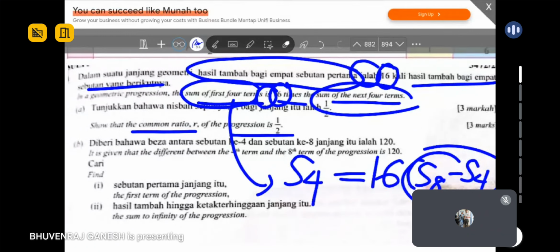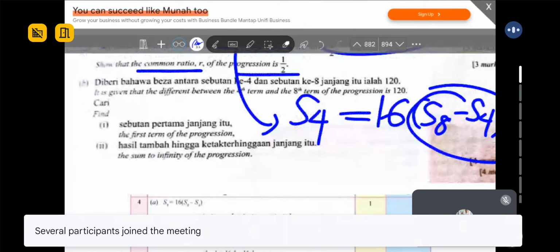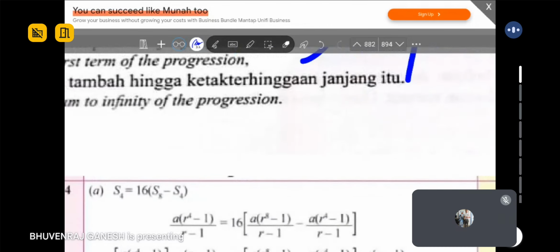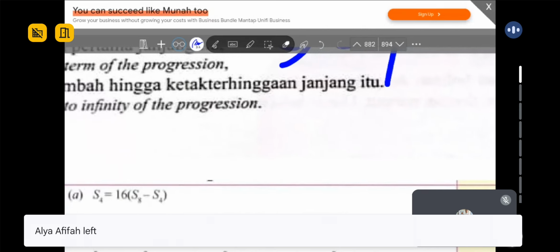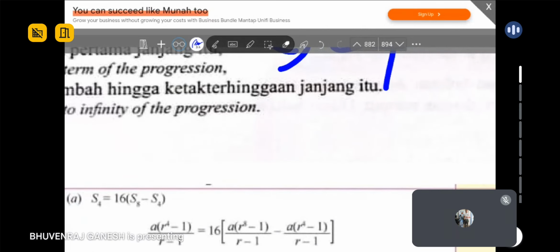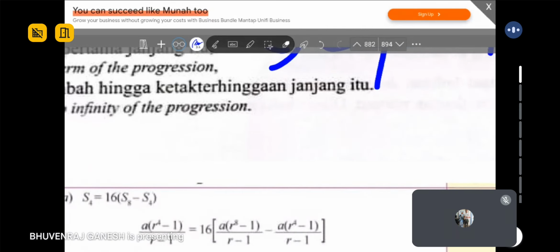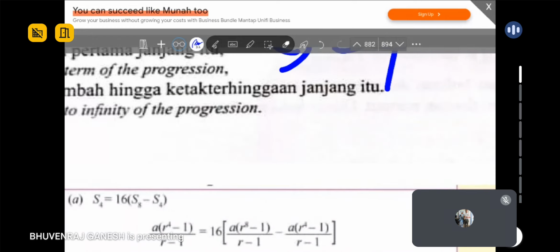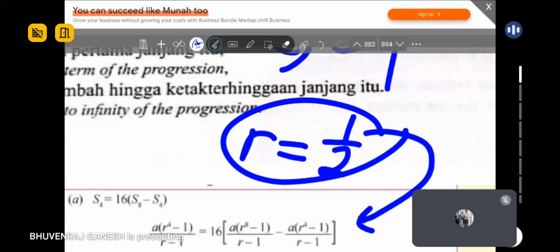So now guys, this is geometric progression. Janjang geometri. Okay, so kamu guna rumus geometri lah. Okay, so you just substitute all the information dalam rumus kamu. Okay, over here look very complex, right guys? This equation. Pening kan? Nampak persamaan ni. Very long. Okay, your question is, you must show R equal to 1/2. Ini adalah matlamat kamu dari persamaan ni. You must show R equal to 1/2.